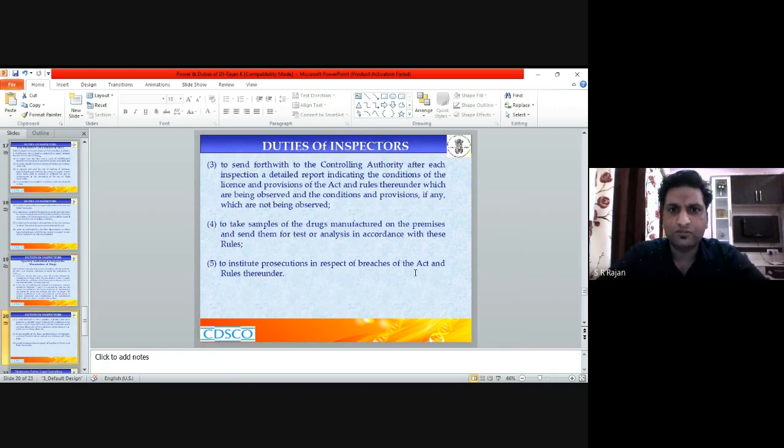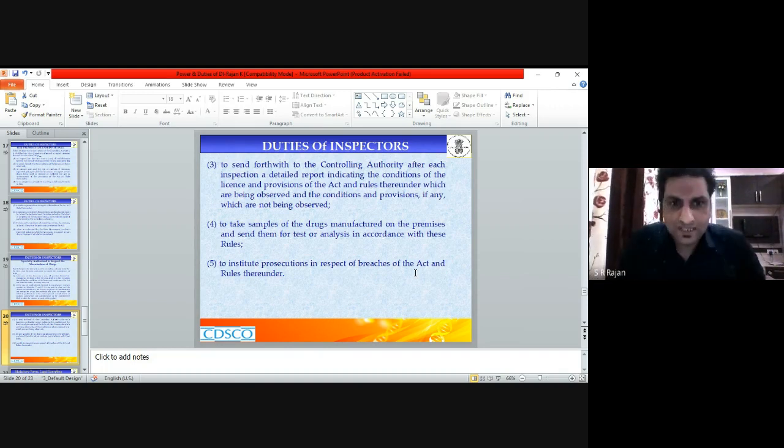He has to send to the controlling authority, after each inspection, a detailed report indicating the condition of the license. He has to report all the observations he has noted during the inspection, and forward all his inspection reports to his controlling authority as appointed by the state government. He has to take samples of the drug manufactured on the premises and send them for test or analysis in accordance with these rules. It means sampling from the manufacturing site, and to institute prosecution in respect of breaches of the Act and rules made thereunder.